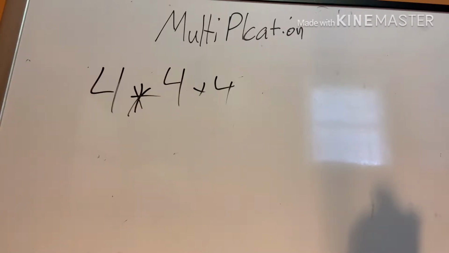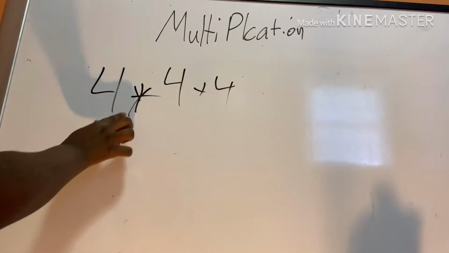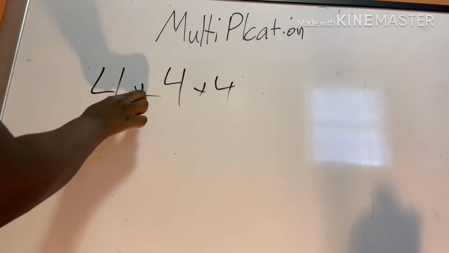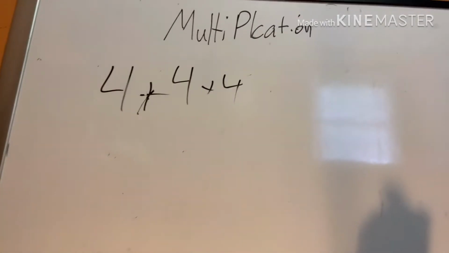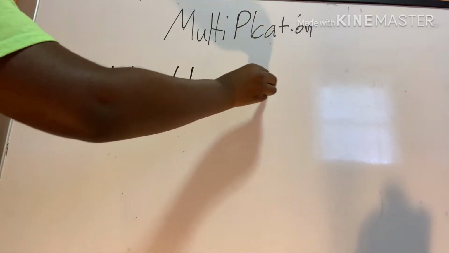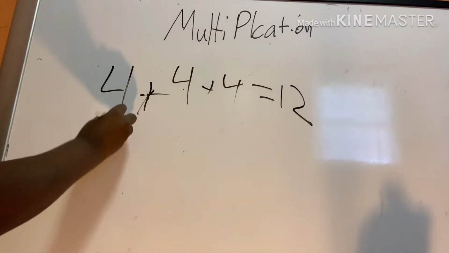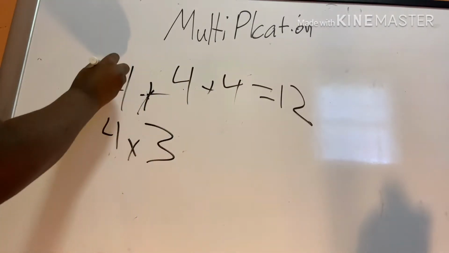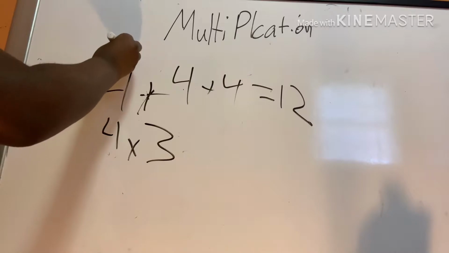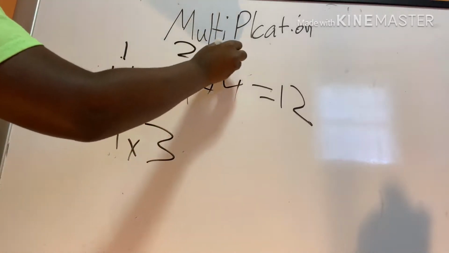So back to multiplication. This can also represent multiplication. So multiplication is just another way of adding. It's just a different way. So instead of adding 4 + 4 + 4, which would equal 12, you could do something like 4 times 3, because there are 3 fours: the first 4, the second 4, and the third 4.